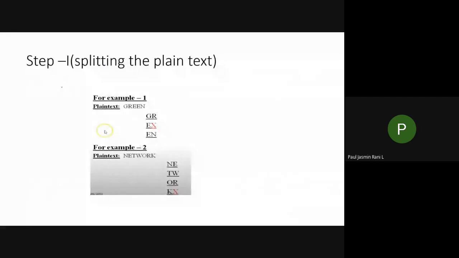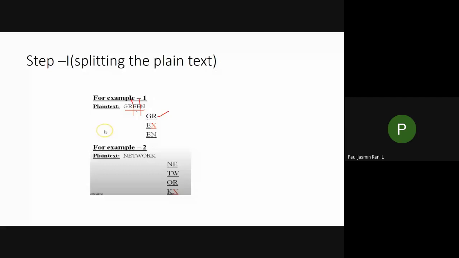Let us consider the first example, which is GREEN. For this, you are going to split the text into pairs. GR is one pair. Next, E is another pair, and N is another pair. While splitting, for the first pair GR you don't have any problem. You can take it as it is.